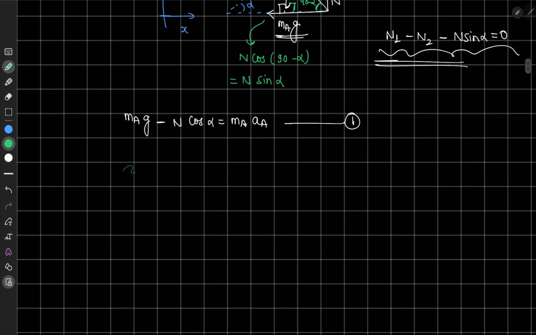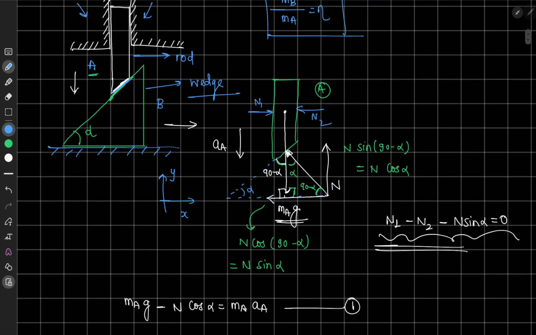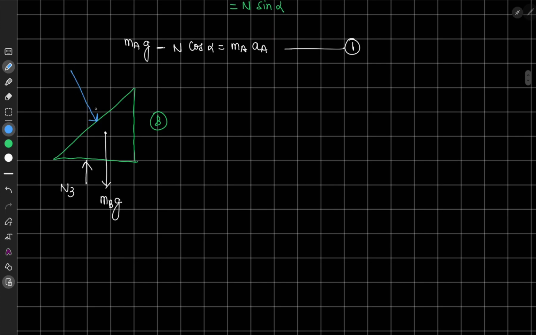Now let us draw the free body diagram of the wedge. So this is wedge B. From the ground we will have the normal reaction, let's call it N3, and we will have the gravitational force m_B times g, and from the rod A on this particular surface we will have the same normal force N, and that will be perpendicular to this inclined surface, which is making an angle of alpha with the horizontal. This is the x direction and this is the y direction.